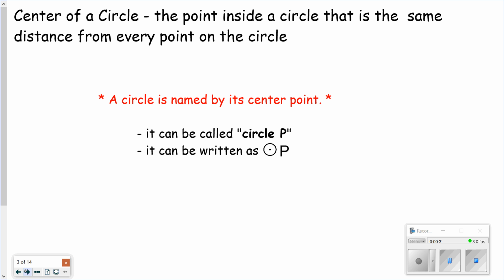Center of a circle. The point inside the circle that is the same distance from every point on the circle. And a circle is named by its center point. So it can be either called circle P, or you can write it where you have a circle with a dot in the middle. We know that that means circle.